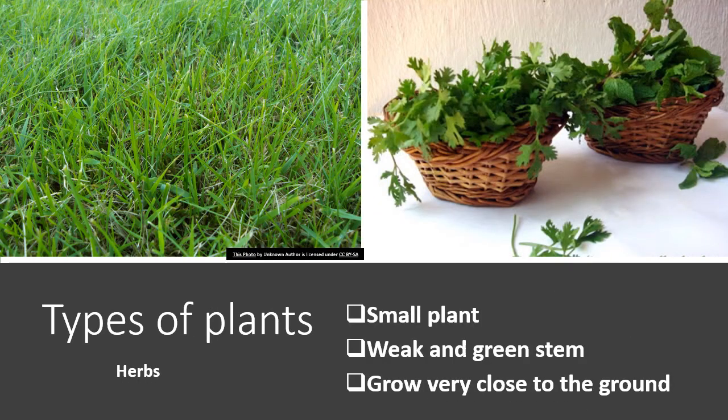What do you see in this picture? You see grass, coriander, mint. What is common about them? Yeah, they are green from top to bottom. They don't have brown woody stems. Their stems are very weak and green, and they grow very close to the ground.